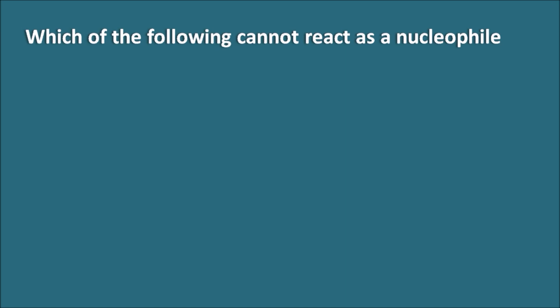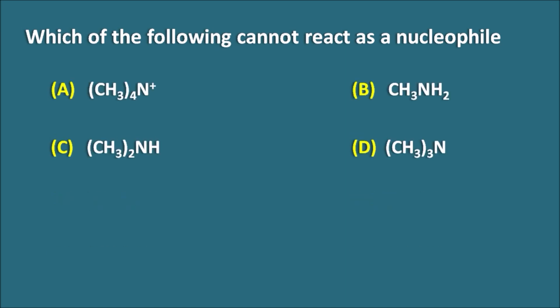Let us go for the next question. Which of the following cannot react as a nucleophile? Options are (CH3)4N+, CH3NH2, (CH3)2NH, and (CH3)3N. And here we can observe that all the options given are one is a primary amine, secondary amine, tertiary amine, and quaternary ammonium compound. Now the right answer is the quaternary ammonium compound.